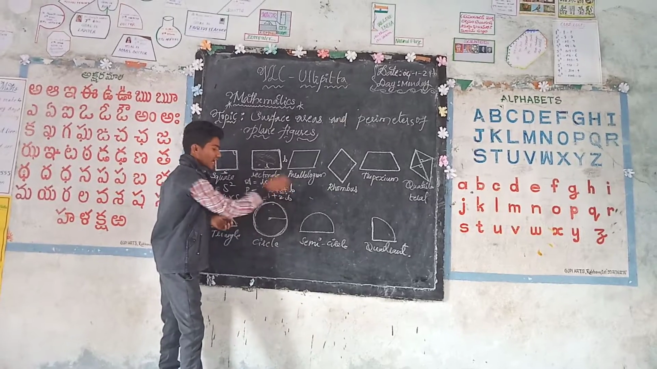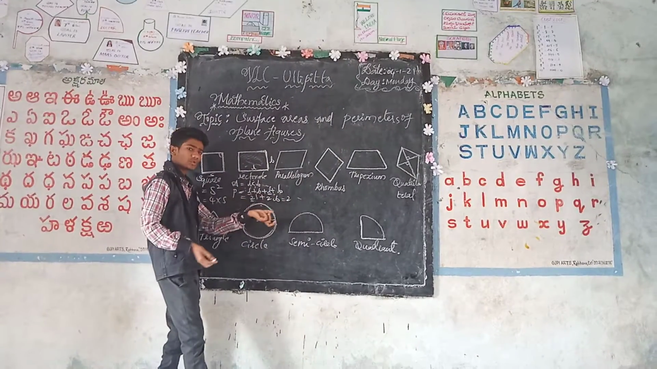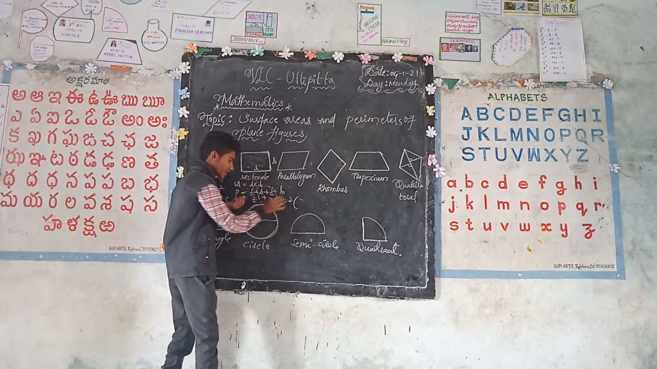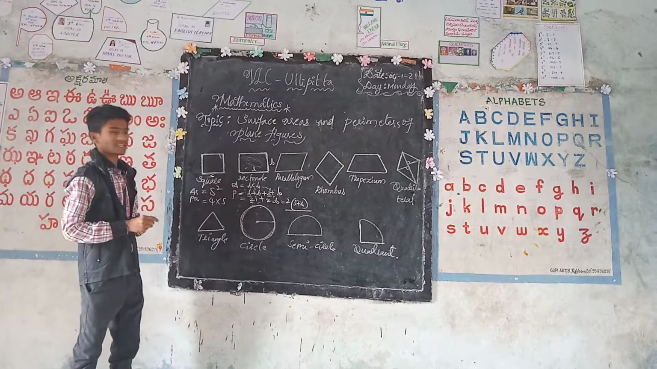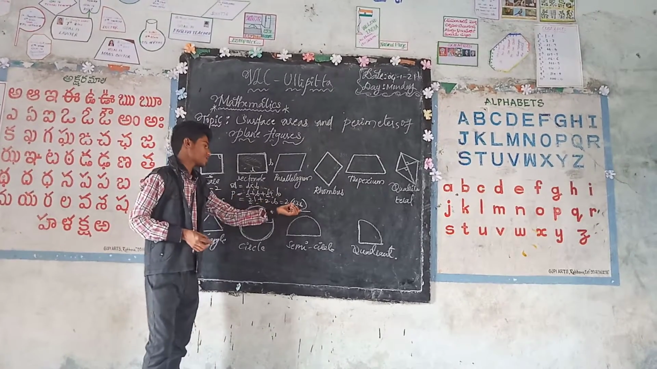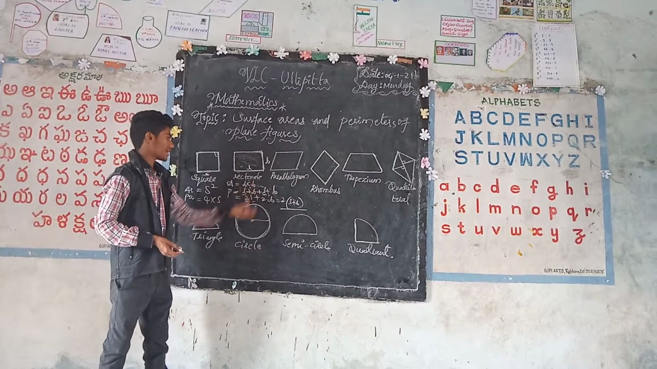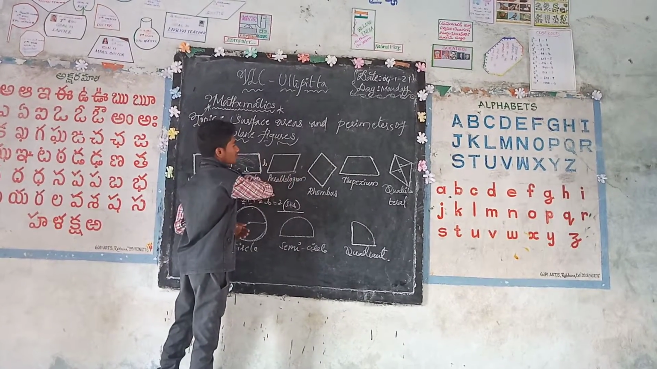And what is common? 2. So we take 2 out from this expression. What is remaining? L plus B. So this is the perimeter of the rectangle: 2 of L plus B. The formula is derived like this. Next, the parallelogram is also the same.